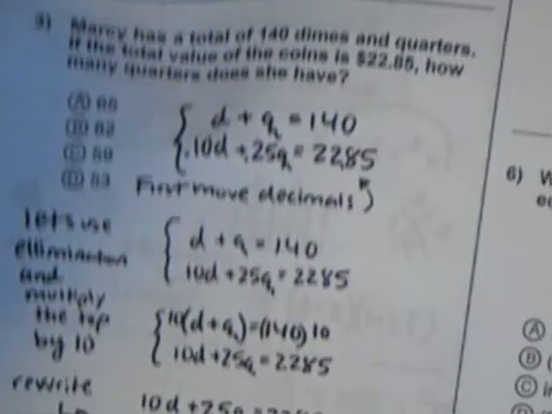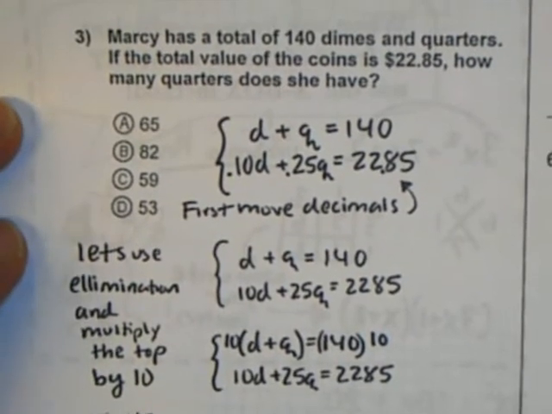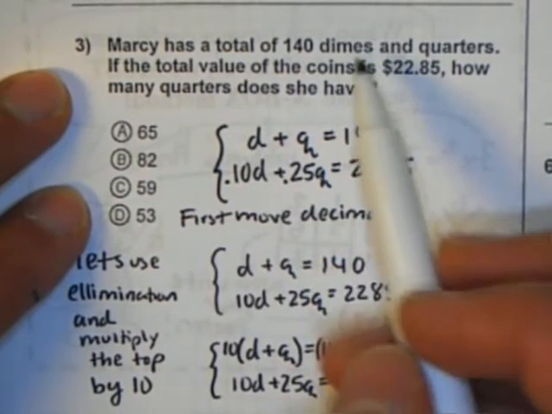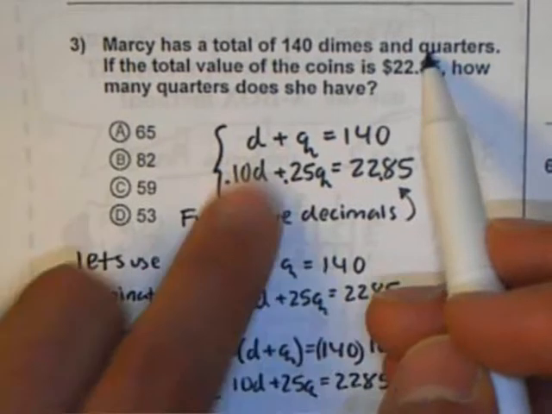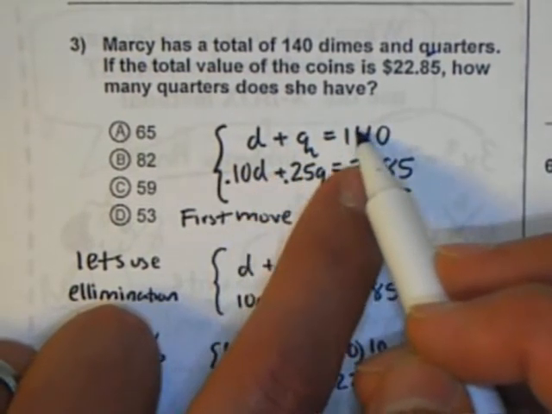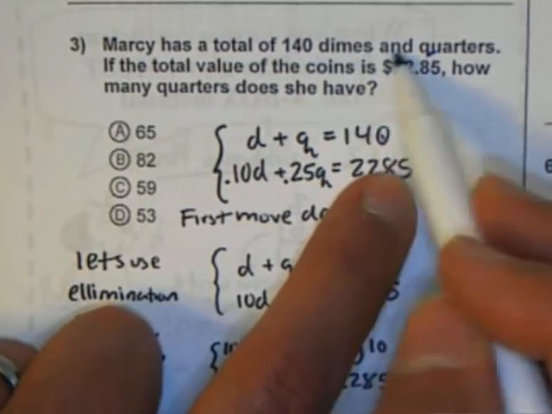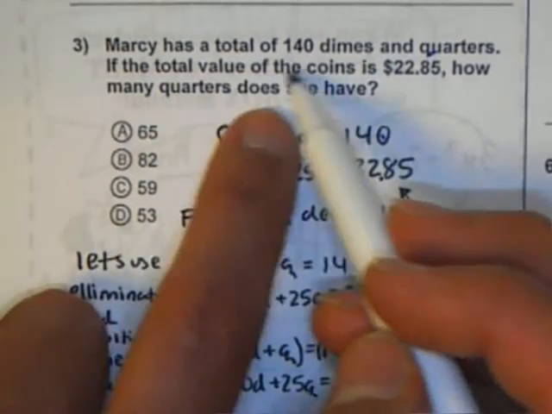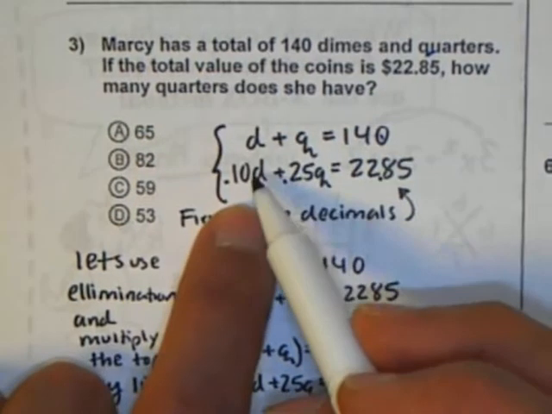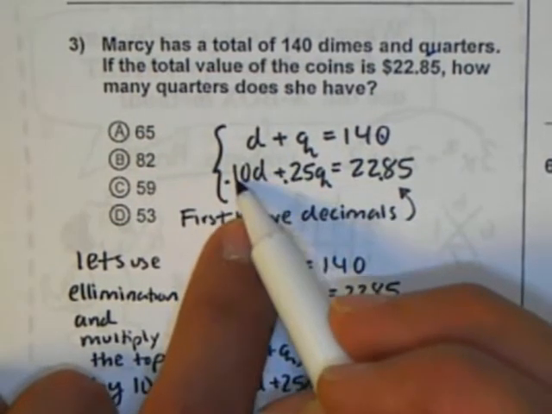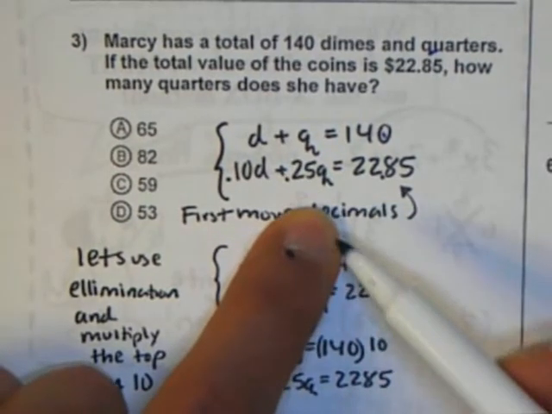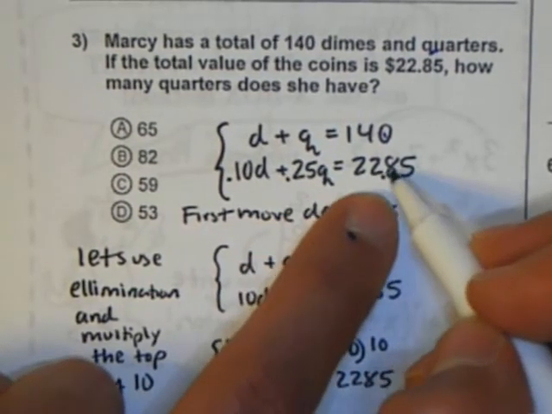Okay, so I'm just going to explain the one that's here already, because you have one done already. So Marcy has a total of 140 dimes and quarters. We did a ton of these system ones, okay? So look what I did first. I'm going to write a system. Dimes plus quarters equals 140. That's what I did. Now if the total value of coins is 22.85, how many quarters does she have? So then the next equation I do is, the dimes are 10 cents, so I'm going to put 0.10, plus the quarters are 25 cents, so I use 0.25, equals 22.85.